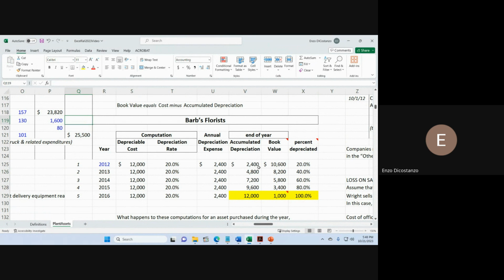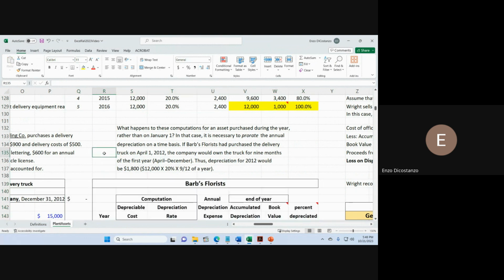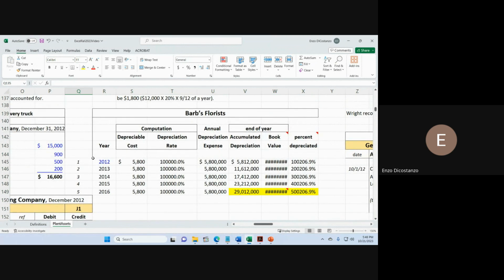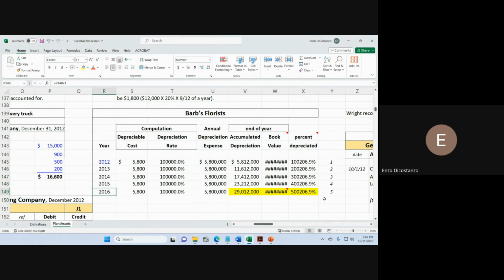So let's do this. Let's say copy, paste. Don't need that. And there's your numbers. You're colliding with this, which is bad. I'm going to cut these. I'm going to drop them there. I'm going to make a left border.